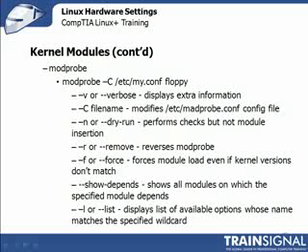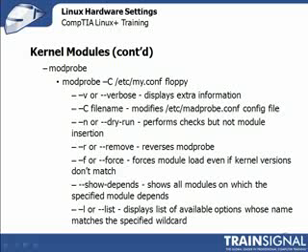Dash dash show dash depends, as the name suggests, will show all modules on which the specified module depends. And finally, dash L or dash dash list shows all available modules whose name matches the wildcard. For example, modprobe dash L asterisk F will show all the modules whose name begins with an F.